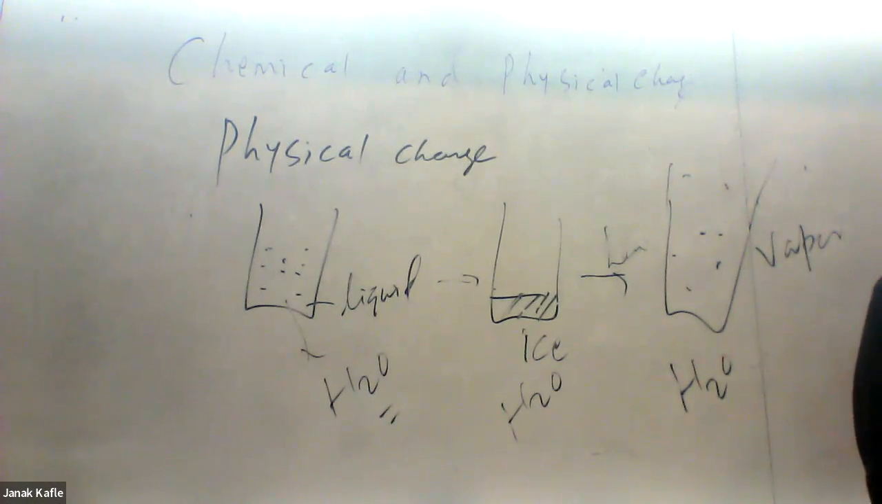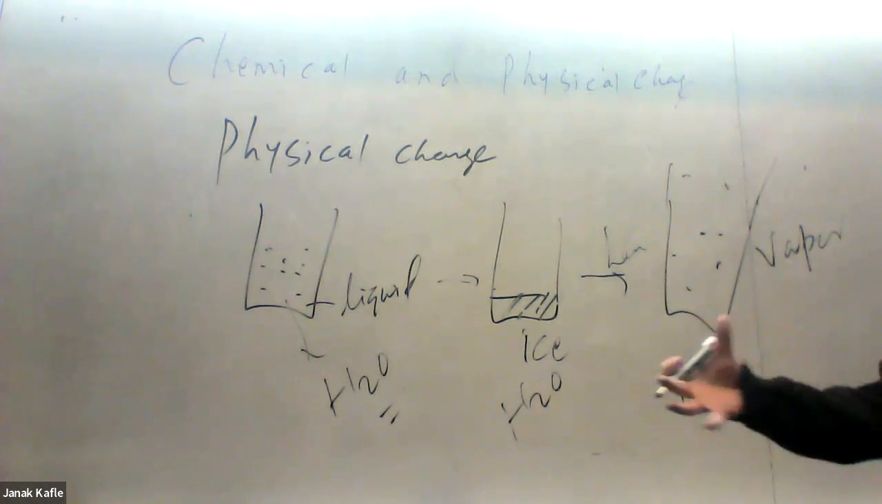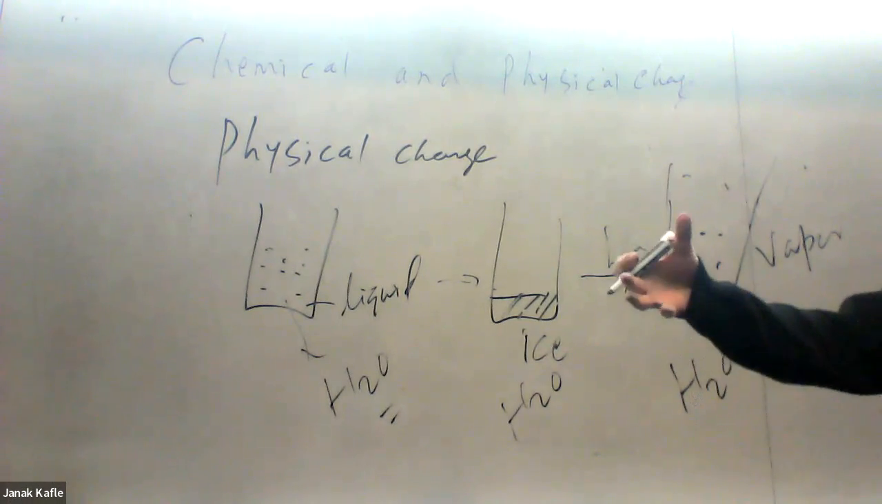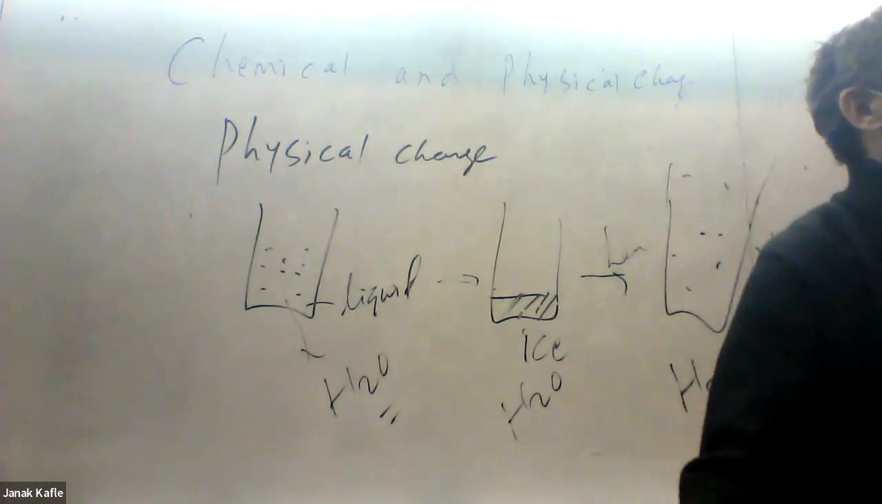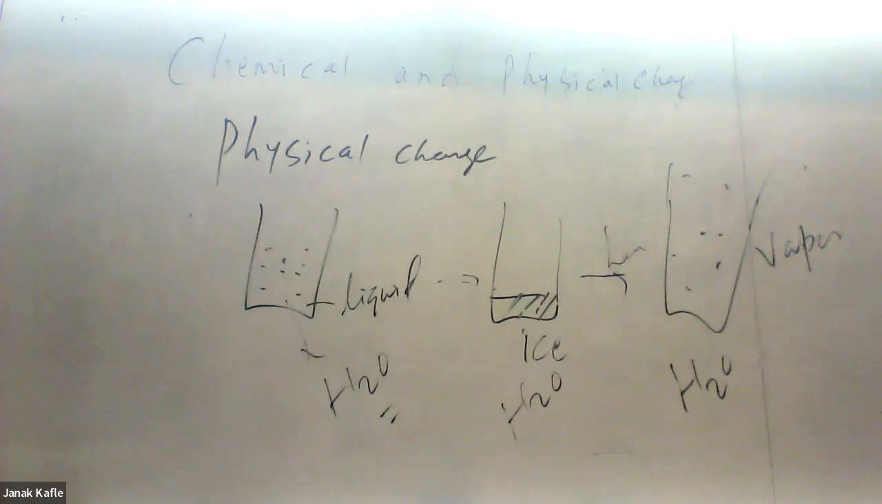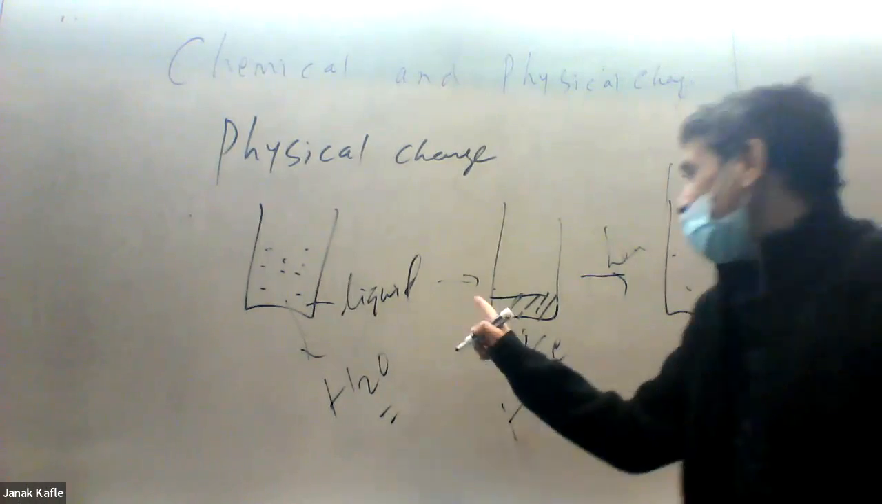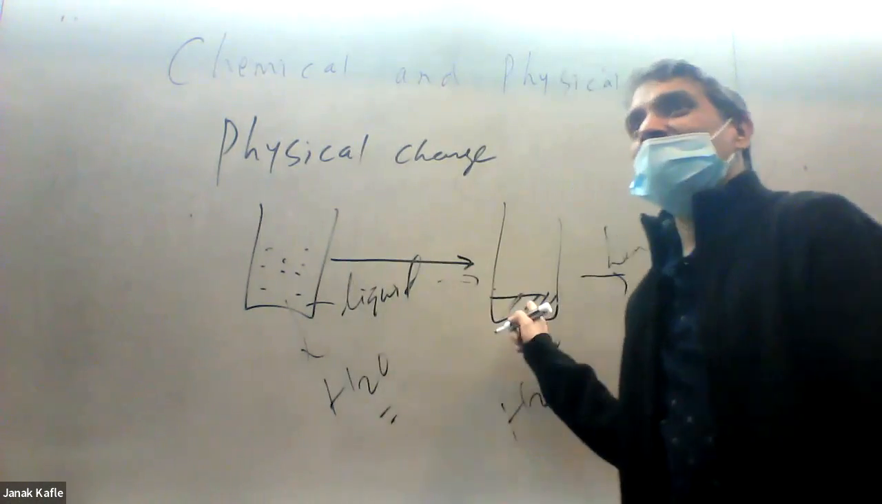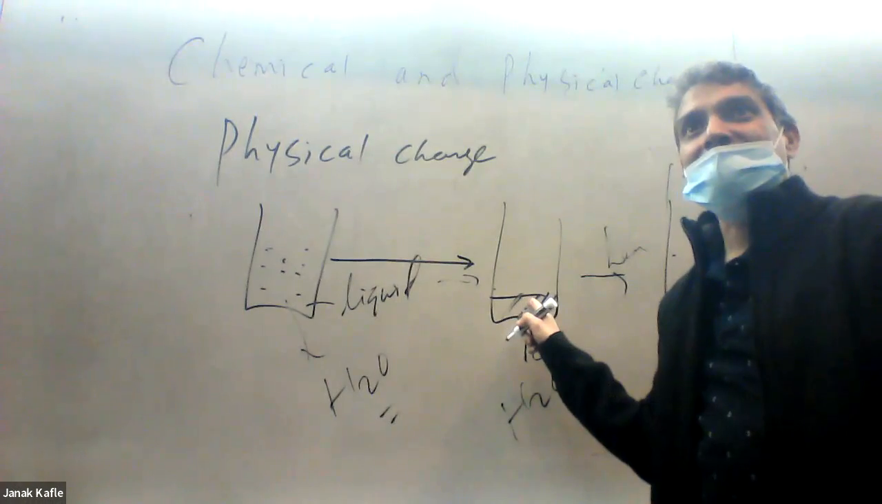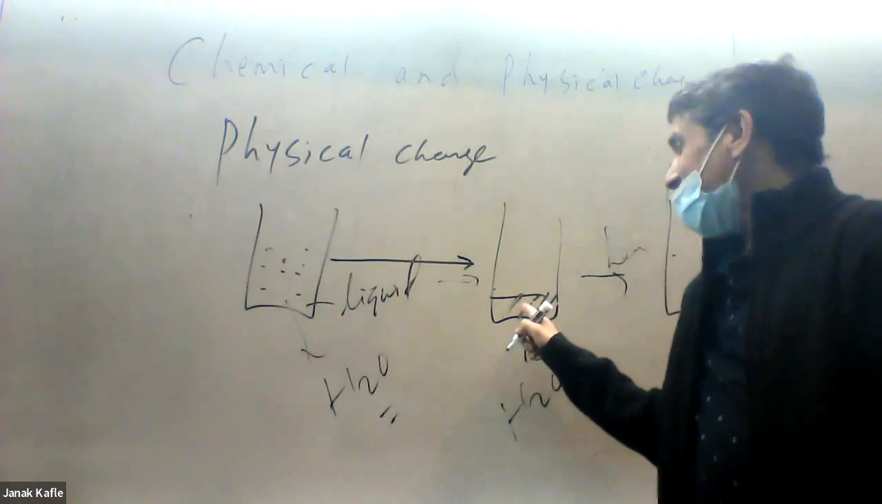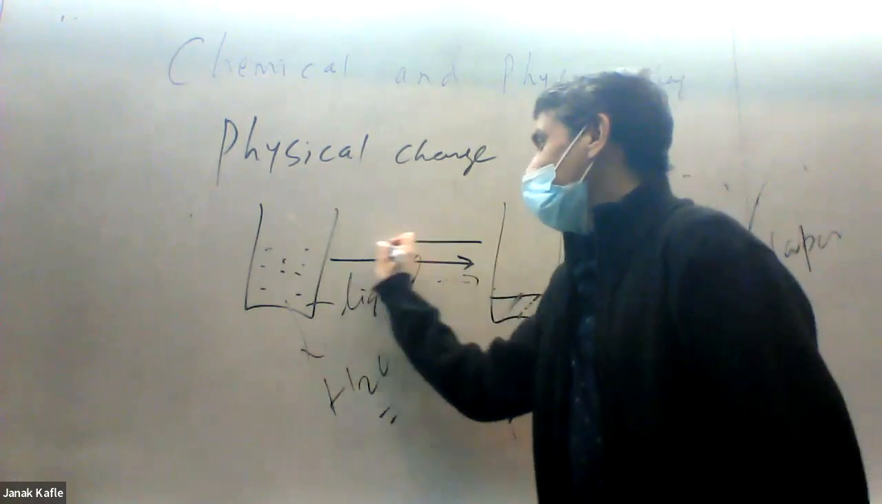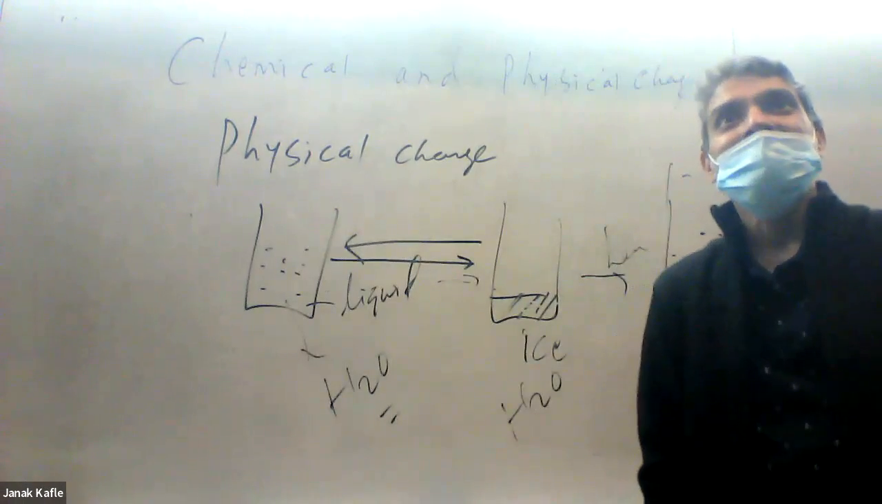Make sense? So no new substance. Ice is not a new substance, or vapor is not a new substance. Liquid is not a new substance. All is the same. So liquid, solid, or vapor of the water is essentially all H2O, H2O, H2O. So no new substance is formed. Can I convert liquid to ice easily? I put it in the freezer and liquid goes to ice, right? And I take the ice out of the freezer, easily it goes back to the liquid, right?